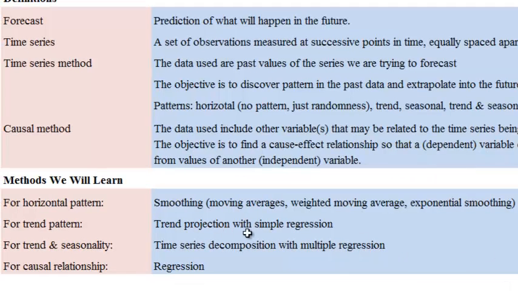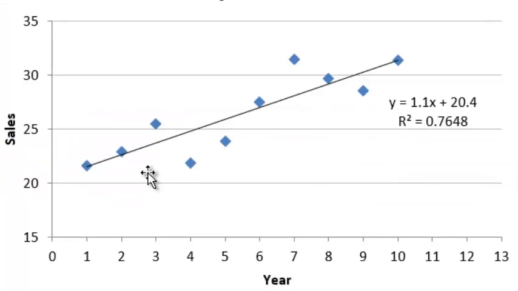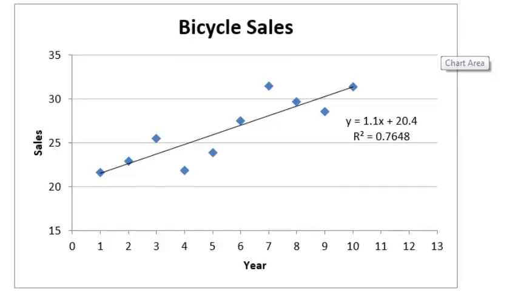Next, we'll look at trend projection, which deals with the data that have some kind of upward or downward trend, as in the chart that we already saw before. For this one, you could see there is an upward trend. We will use a simple regression to predict the trend like this, fit a trend line through the data, so we could use that line to predict the future demand.